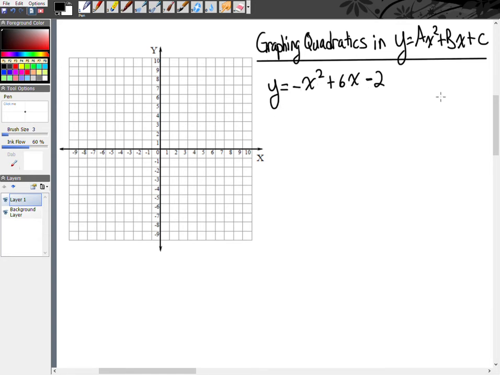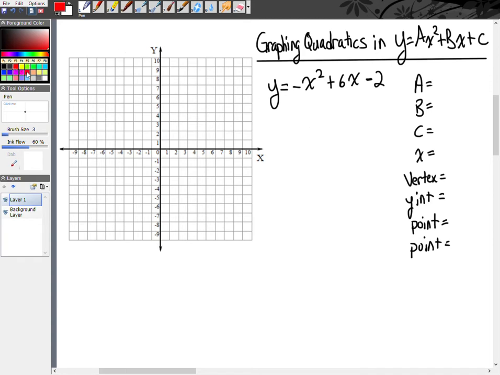6x minus 2. And the first thing we're going to do is make our list of items that we are going to identify and find. So A, B, C. We need to find x, which is the axis of symmetry. We need to find the vertex. We need to find or identify the y-intercept. And we need at least 2 more points that we can use to graph our parabola.